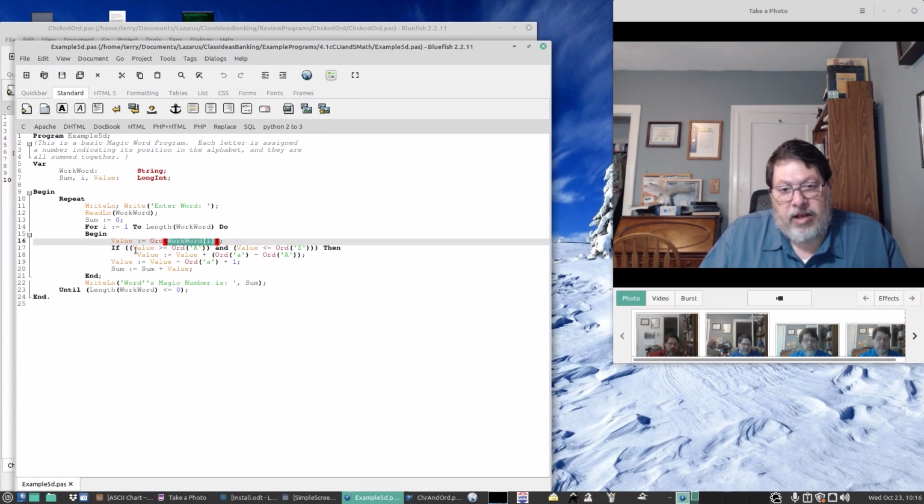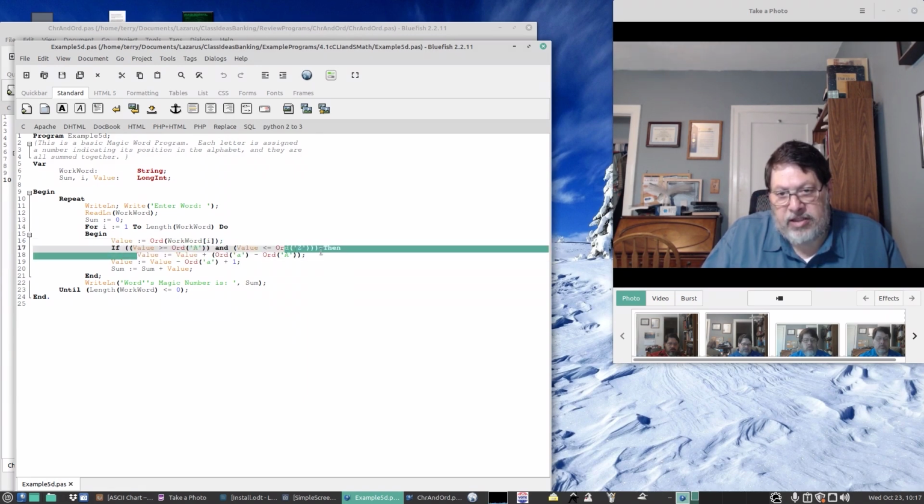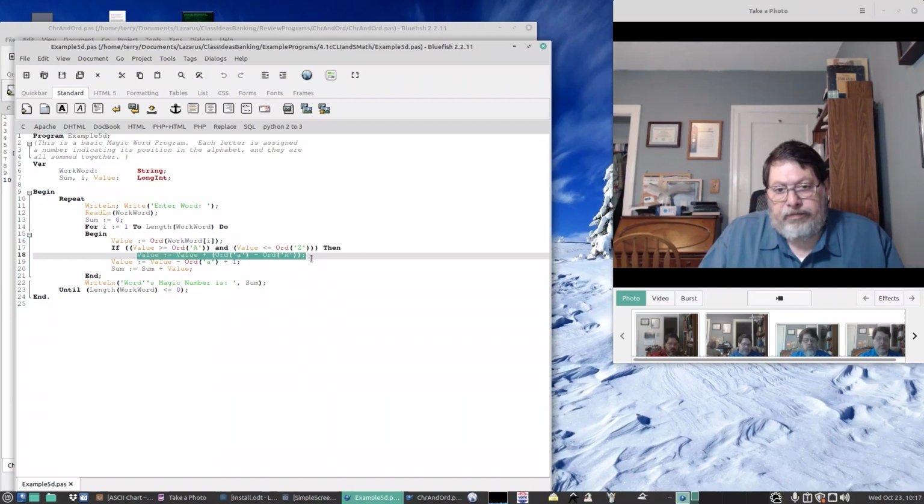And here I'm saying if the value of that character is greater than 65 or less than 90, then we're going to add a value which should make it lowercase. That's what this math statement does. We're converting all uppercase into lowercase because it doesn't make sense to mix the two.